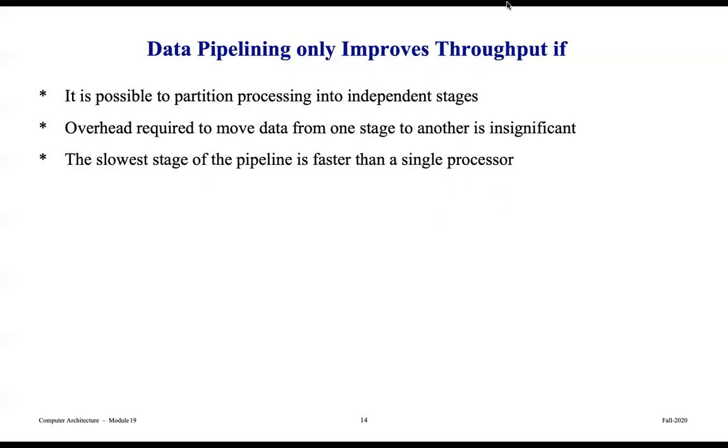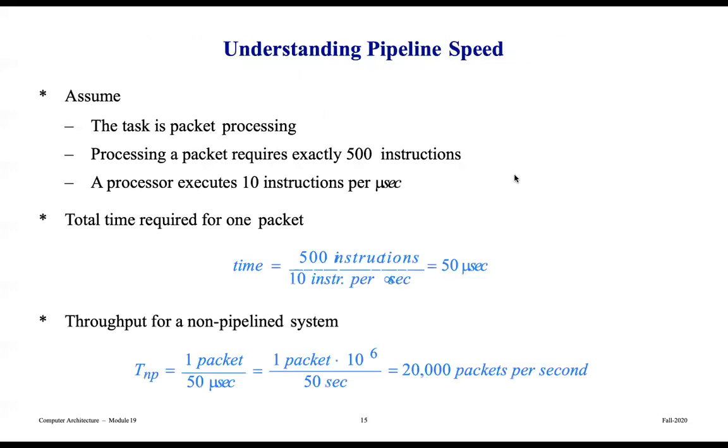So what about data pipelining and the improvement of throughput? It is possible to partition processing into independent stages. The overhead required to move data from one stage to another is insignificant, and the slowest stage of a pipeline is faster than a single processor. So let's explore a little bit about understanding pipelining speed.